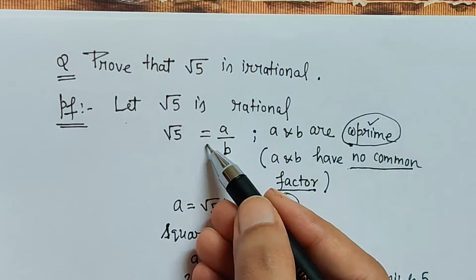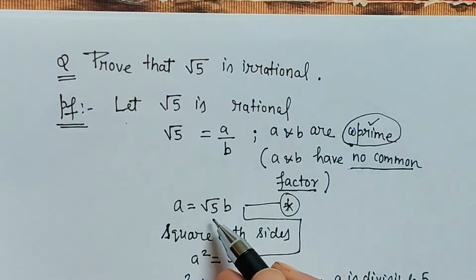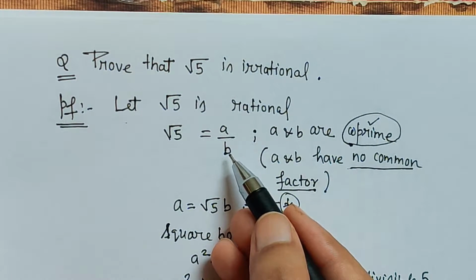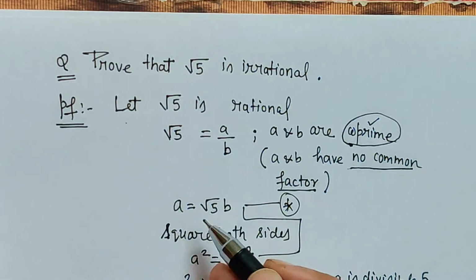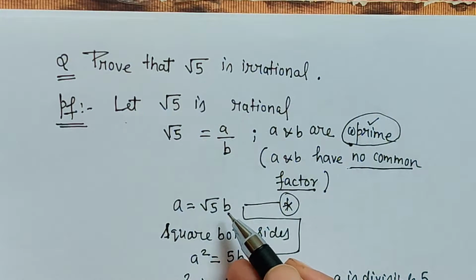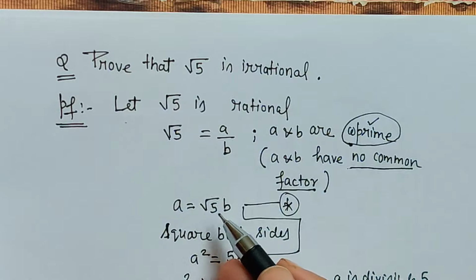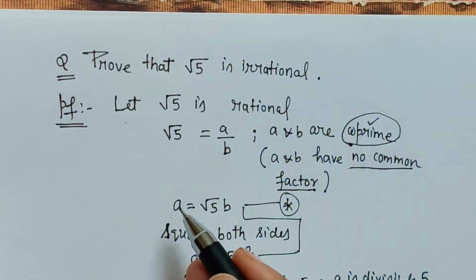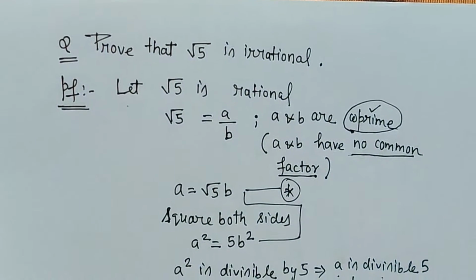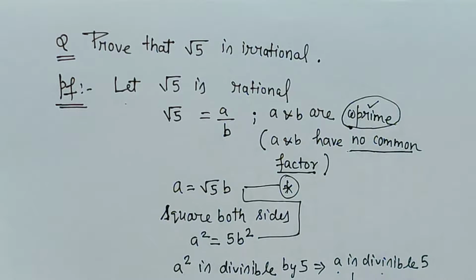From this step, we can very easily write the next step. We have simply shifted b to the left hand side, so a is equal to root 5 b. Next we square both sides, and we get a square is equal to 5 b square.